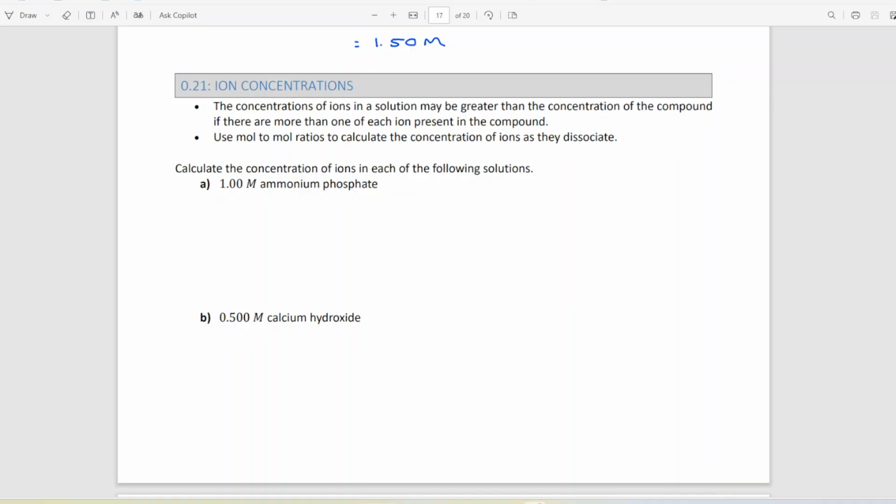So ion concentrations is that the concentration of ions in a solution may be greater than the concentration of the compound. So we're talking about ionization. So we're taking a compound and looking at the ions that would be in solution. And we can use mole to mole ratios to calculate the concentration of ions as they dissociate. So for example, if I asked you to calculate the concentration of ions in the following solutions, ammonium phosphate is made up of ammonium ions and phosphate ions.